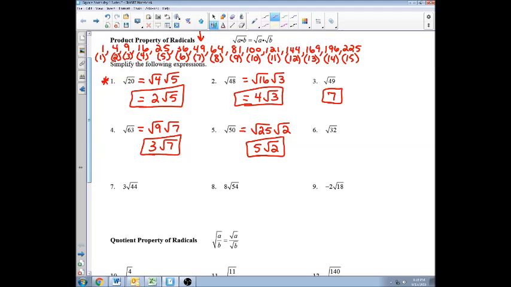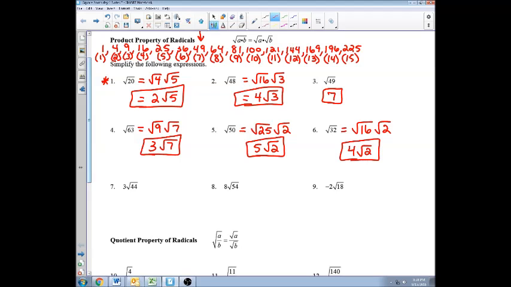Here I'm looking for the closest number to 32 out of my perfect square list. That would be 25. So I'll try 32 divided by 25. It will not work, but 32 divided by 16 will. So I can rewrite that as the square root of 16 times the square root of 2. That would give me 4 root 2, and I am finished.